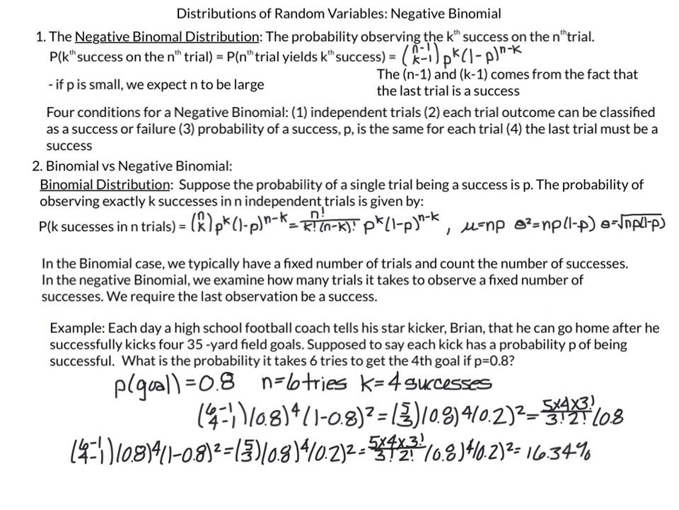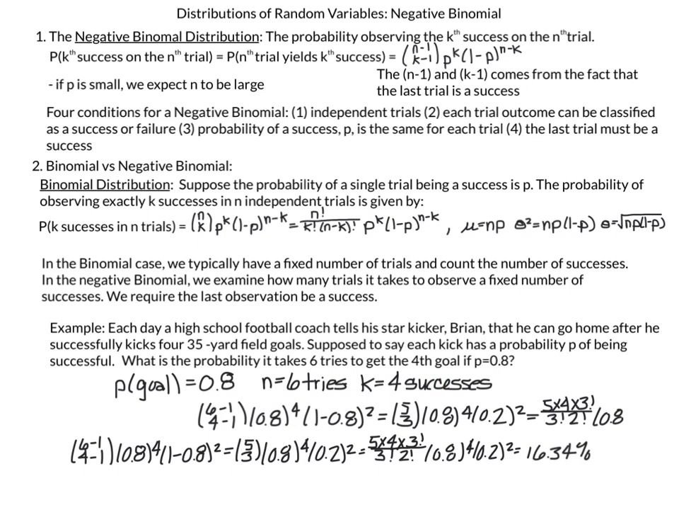And our example was, each day a high school football coach tells the star kicker Brian that he can go home after he successfully kicks 4 35-yard field goals. Suppose each kick has a probability p of being successful. What's the probability it takes 6 tries to get the 4th goal if p equals 0.8? So the probability of a goal is 0.8. We said the probability it takes 6 tries to get the 4th goal, so that's 4 successes.